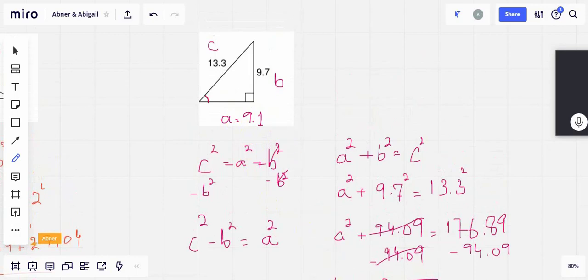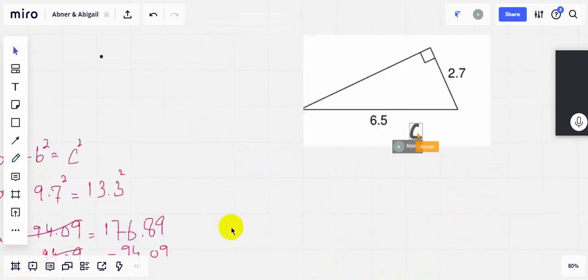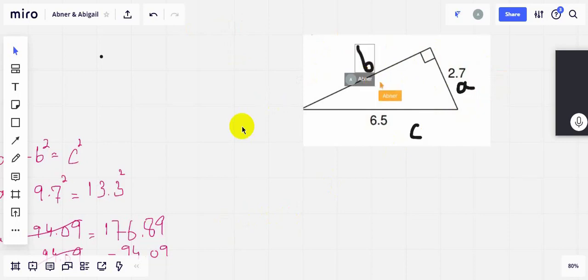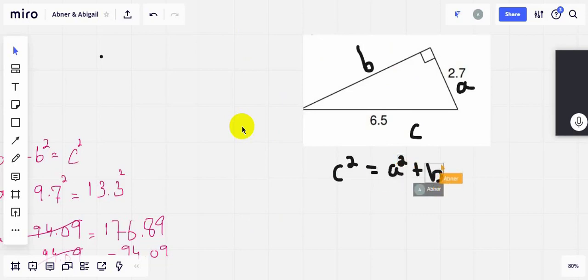Let's see a question about that. First of all we need to name the sides in this one. The side opposite to the right angle is C, this one should be A, and that one B. So let's see how we find the opposite side now using the Pythagoras theorem. C squared equals A squared plus B squared.